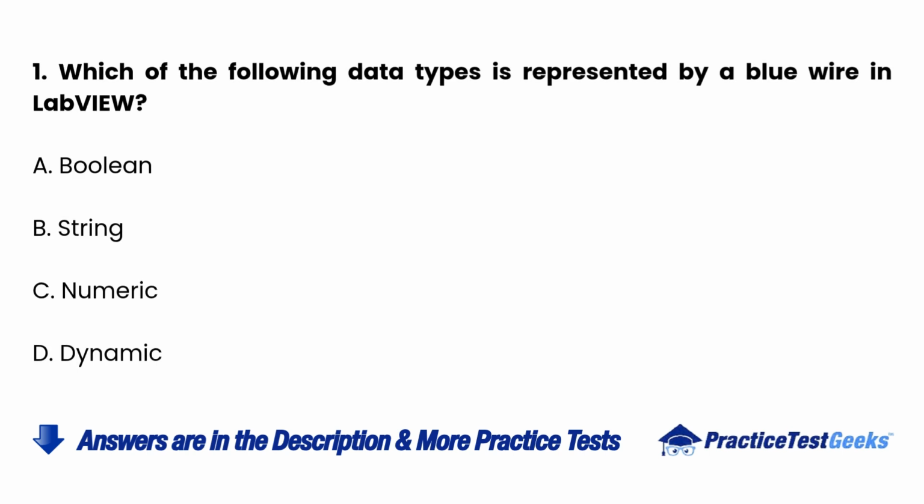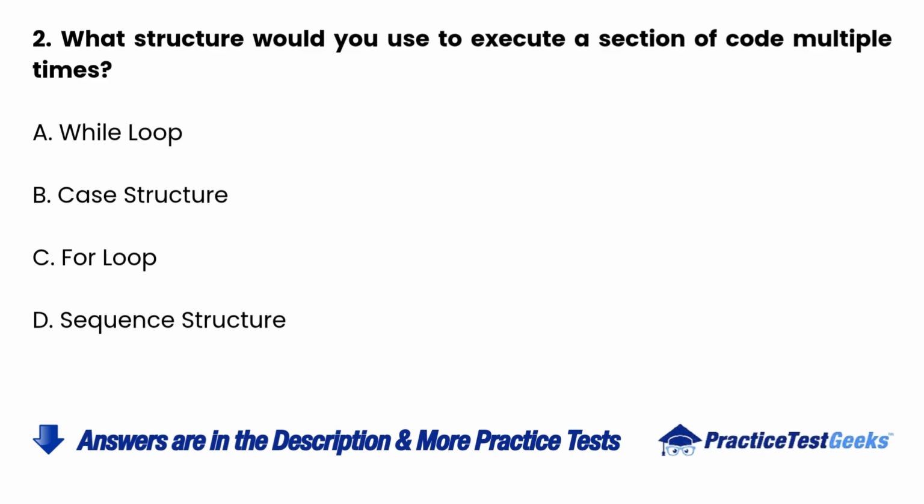1. Which of the following data types is represented by a blue wire in LabVIEW? A. Boolean. B. String. C. Numeric. D. Dynamic. 2. What structure would you use to execute a section of code multiple times? A. While loop. B. Case structure. C. For loop. D. Sequence structure.